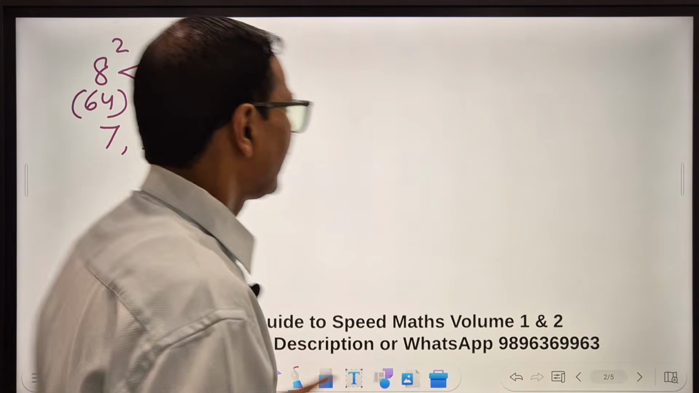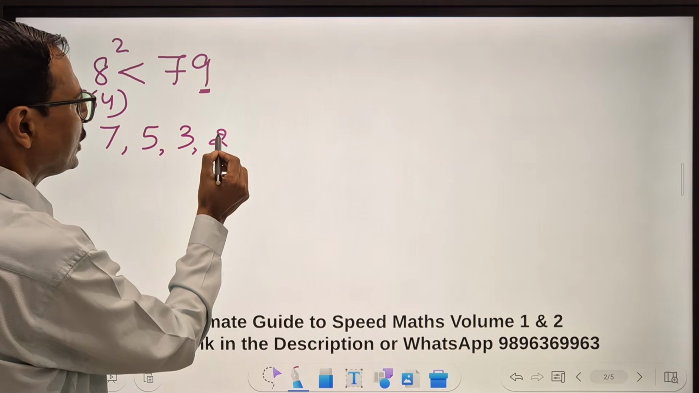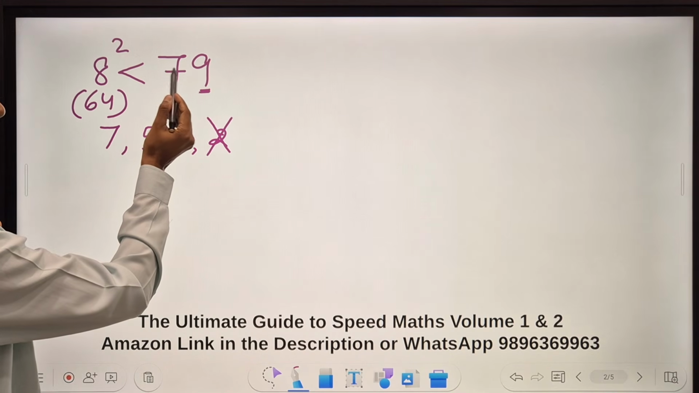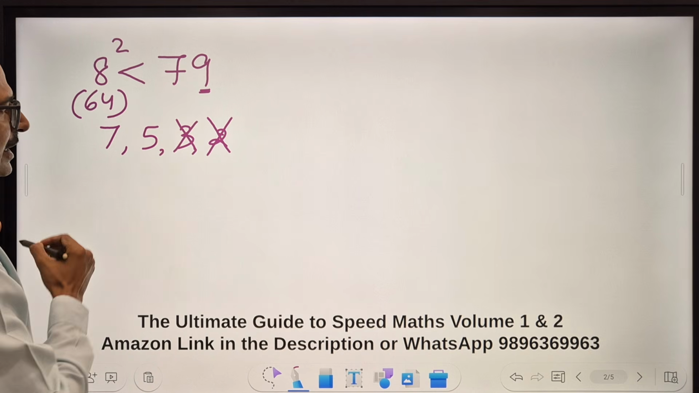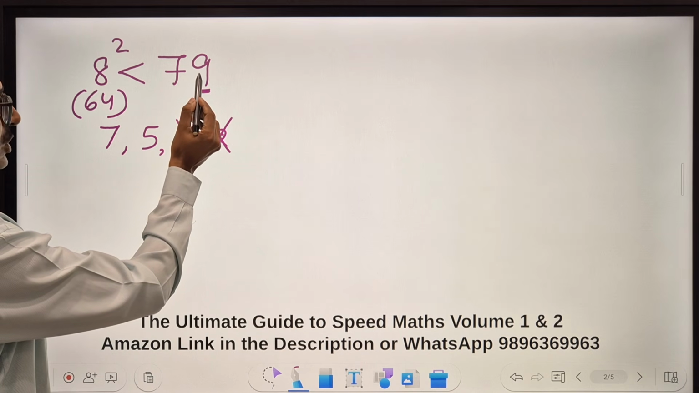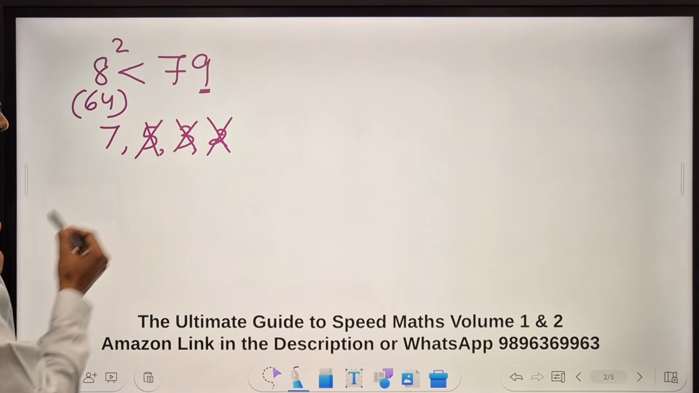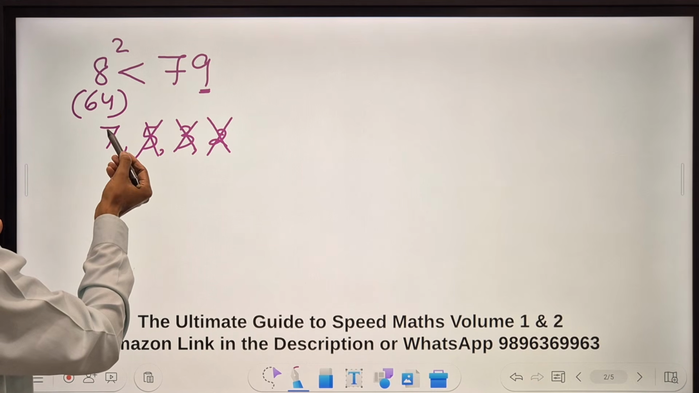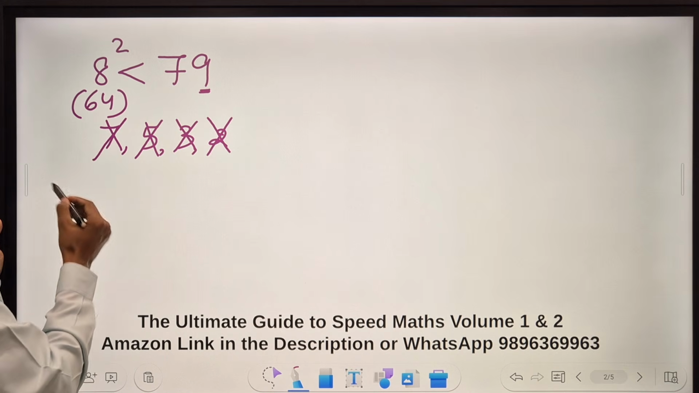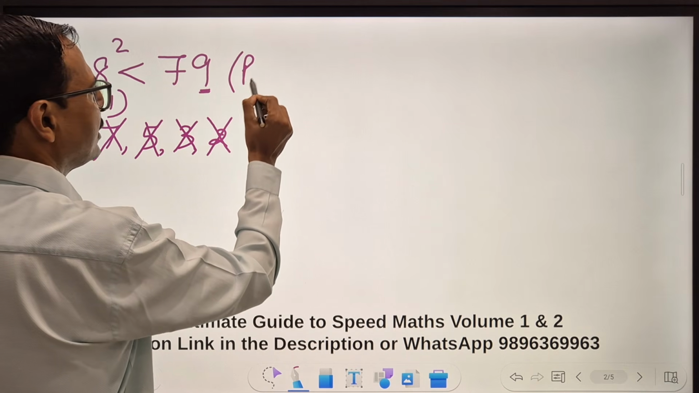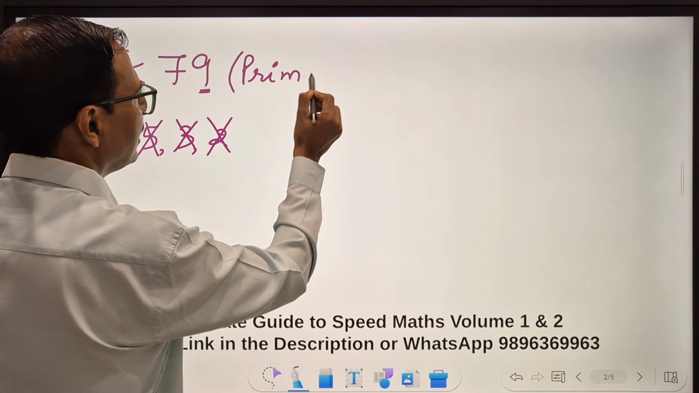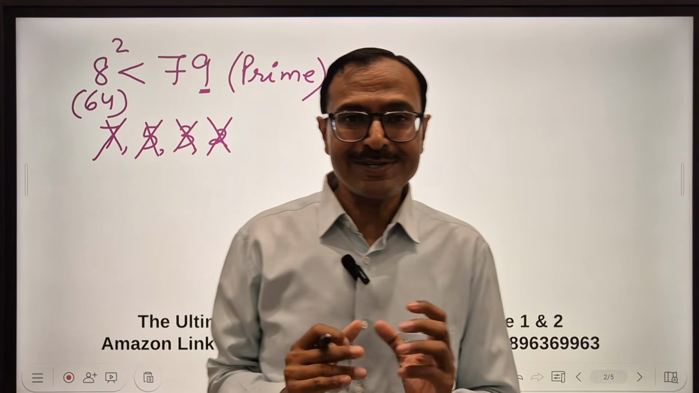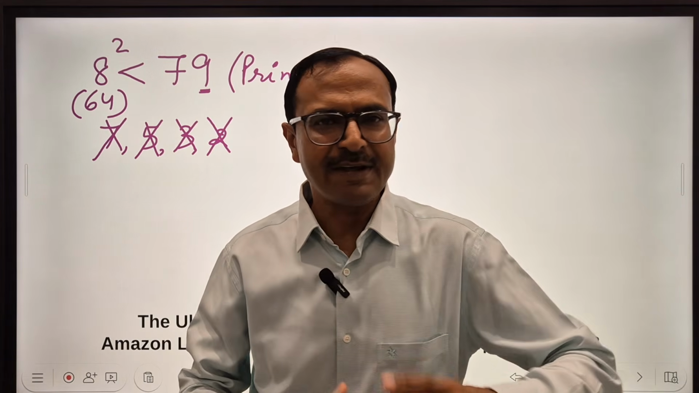So let's check. The unit digit is 9, so it is not divisible by 2, obviously, it's an odd number. 3: 9 plus 7 is 16, so not divisible by 3. 5: the unit digit is not 0 or 5, so not divisible by 5. 7: 7 is divisible, but 9 is not divisible by 7, so not divisible by 7. And therefore, this number 79 is a prime number. Very easy, right? Sounds easy, but yes, we have to take a wide variety of examples.